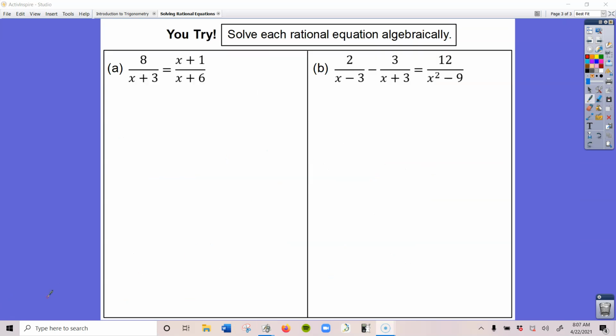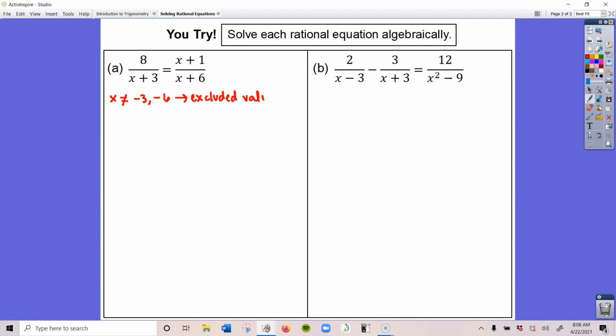In this first one, we have 8 over x plus 3 is equal to x plus 1 over x plus 6. Now before we start, we need to determine those excluded values. If we look at our denominators, we now have 2 excluded values, because this one here would mean that x cannot equal negative 3, and for this denominator here, it means that x cannot equal negative 6. So these are my excluded values.